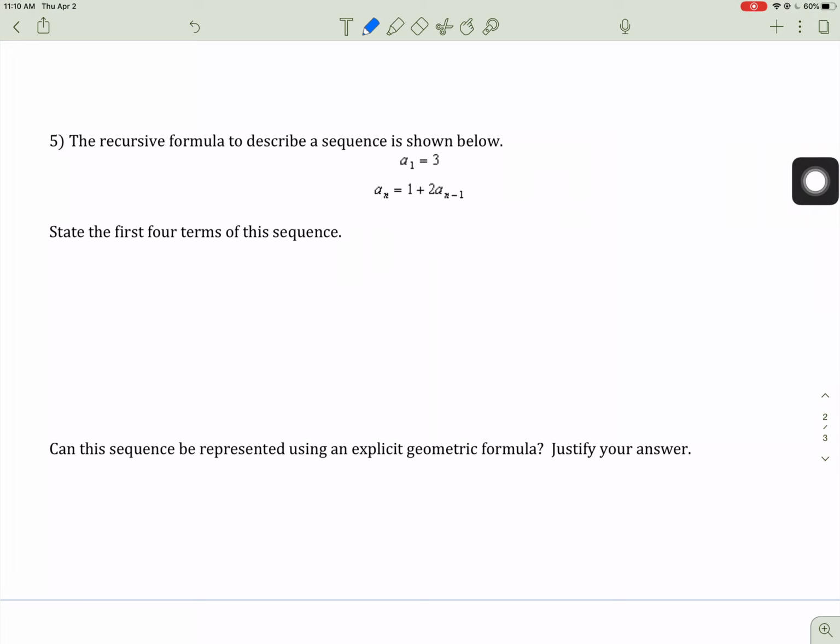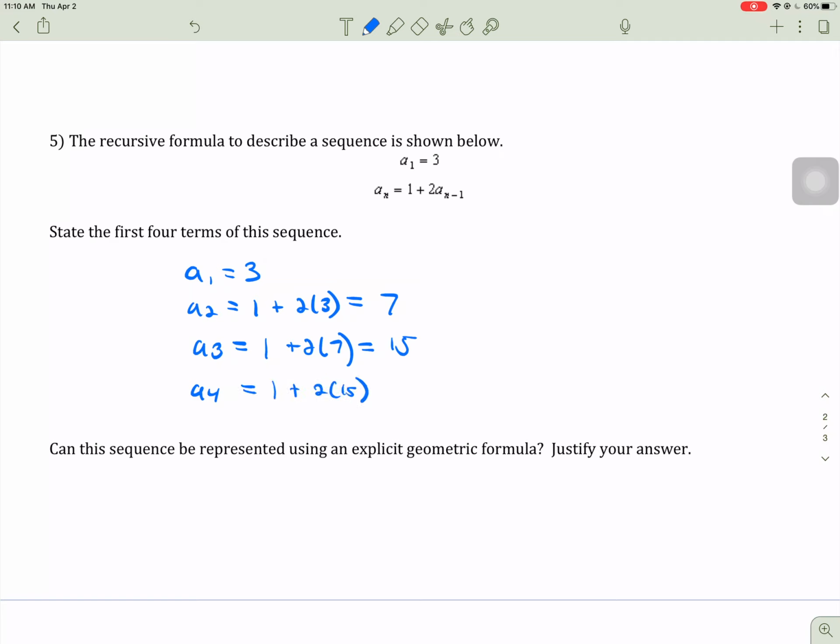It says state the first 4 terms. Well, we know the first is 3. The second is 1 plus 2 times 3, which is 6 plus 1 is 7. The third is 1 plus 2 times 7, which is 14 plus 1 is 15. And then the fourth is 1 plus 2 times 15, so it's 30 plus 1, 31.